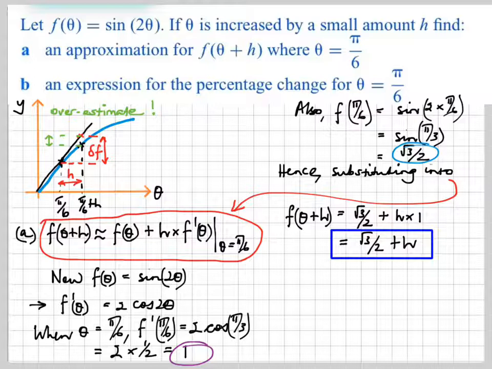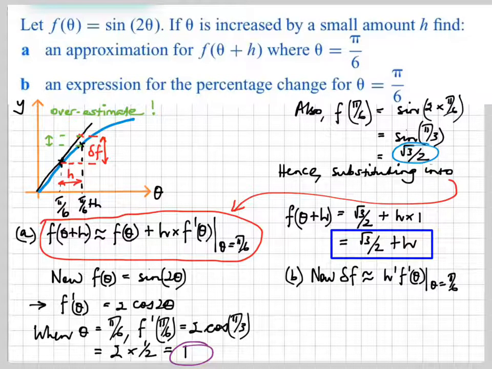So there it goes. Expression for the percentage change. Well, look, the percentage change is just the fractional change multiplied by 100. The fractional change is delta f over original f. Did you get that? I'll just write it out for you.